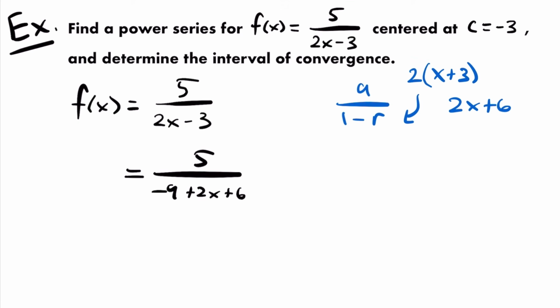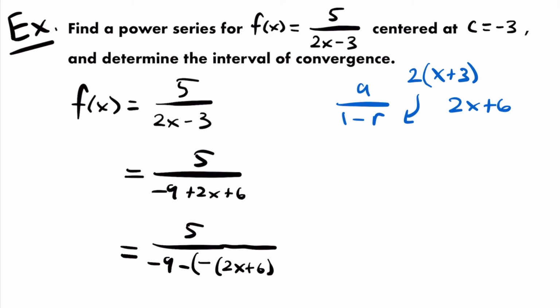Since subtracting a negative value results in a positive value, what we can say is that this is equal to 5 divided by negative 9 minus the negative quantity of 2x plus 6, right? So if we group these two terms together, make them negative, and subtract that whole quantity, that is the same as adding both those terms. All right, and so if we put parentheses around that whole part, then we can see that our common ratio r will be negative quantity 2x plus 6. All right, it doesn't matter that it's negative.